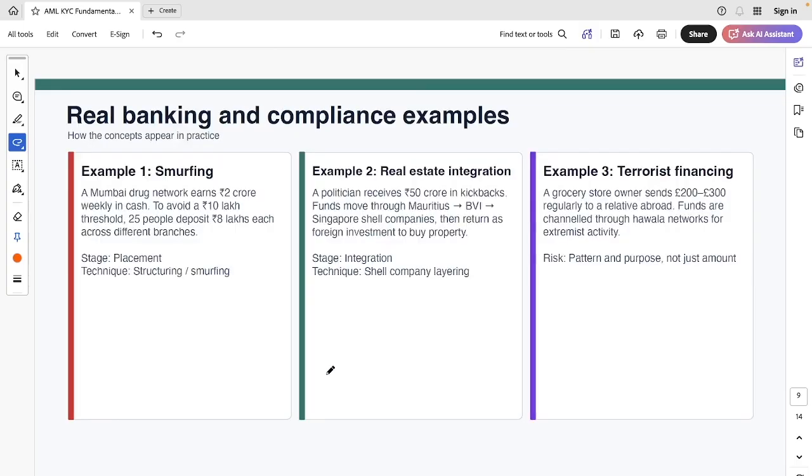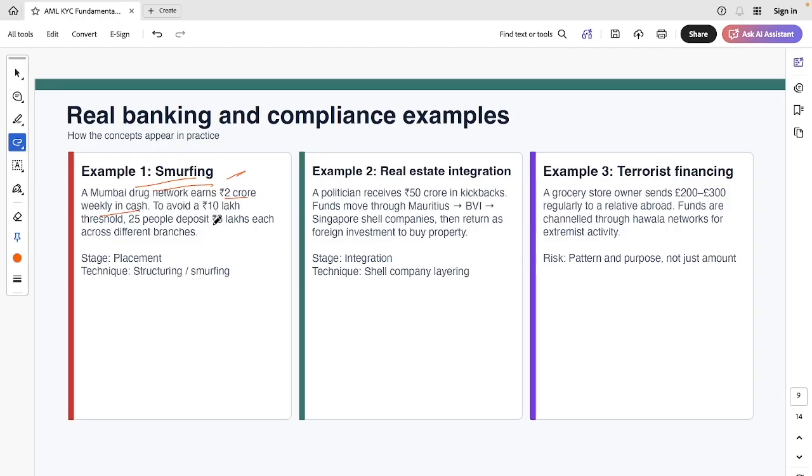Now let's make this practical with some real banking and compliance examples. Let's go with example one. This is an example of smurfing. It is also called structuring. Suppose a criminal network earns 2 crore weekly in cash.